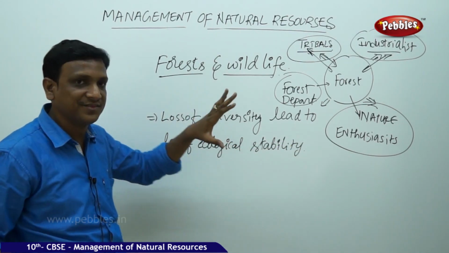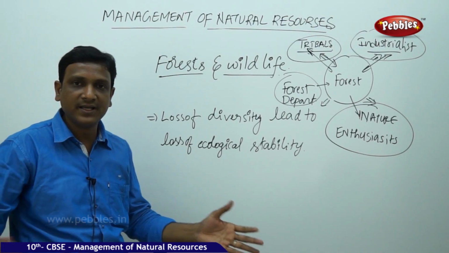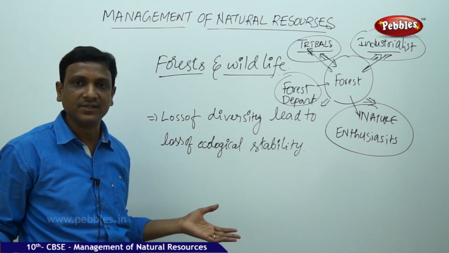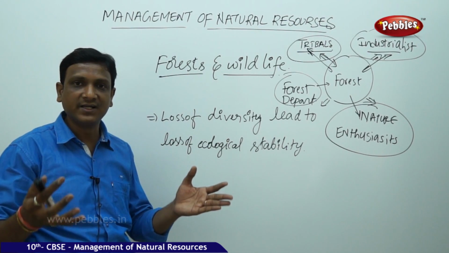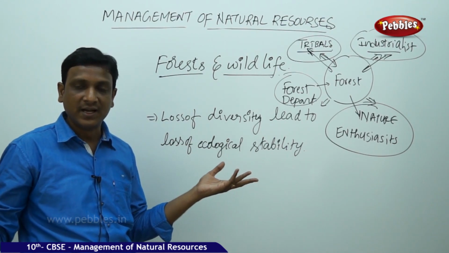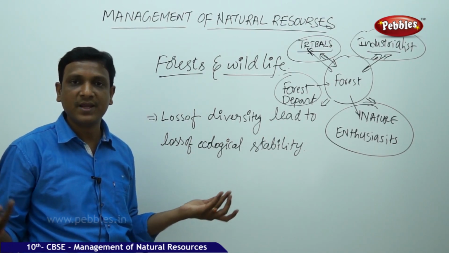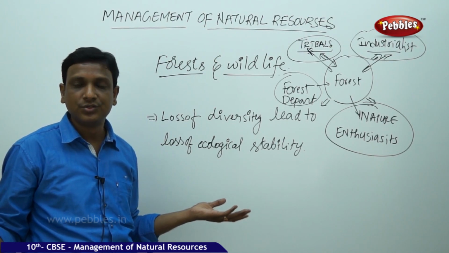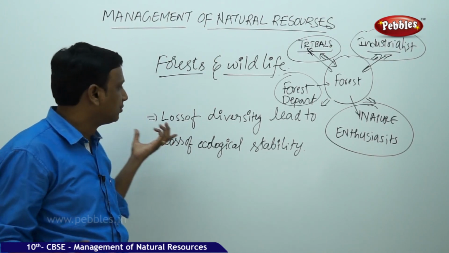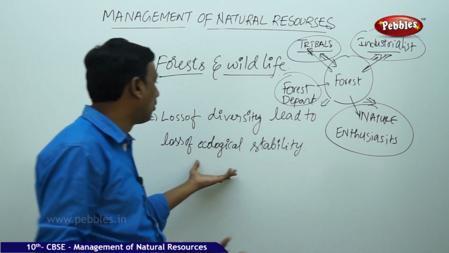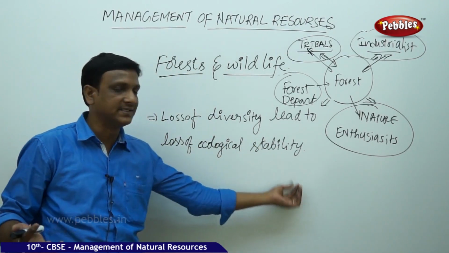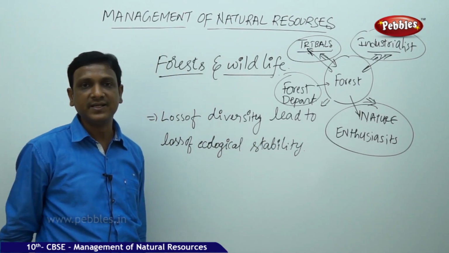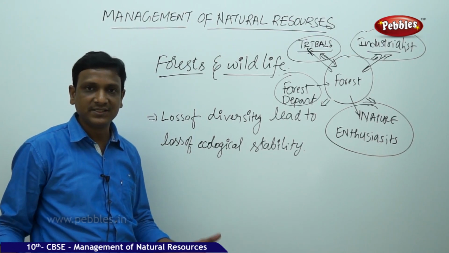If this diversity is lost, if a particular area of forest is cleared, then what happens? Various animals living in that area get dispersed and become extinct, and you may not be able to find those animals again. So we lose biodiversity. The loss of diversity leads to loss of ecological stability.